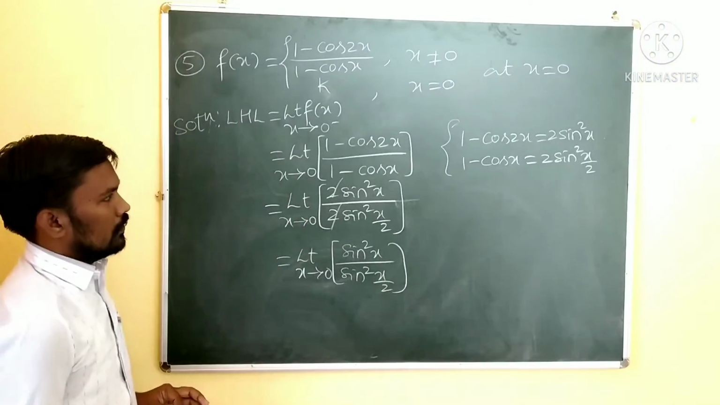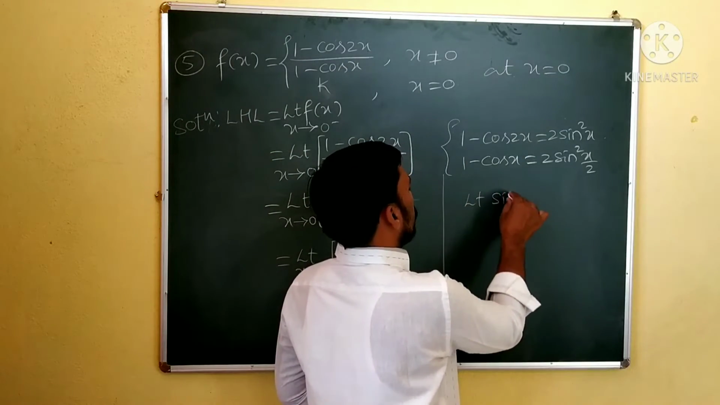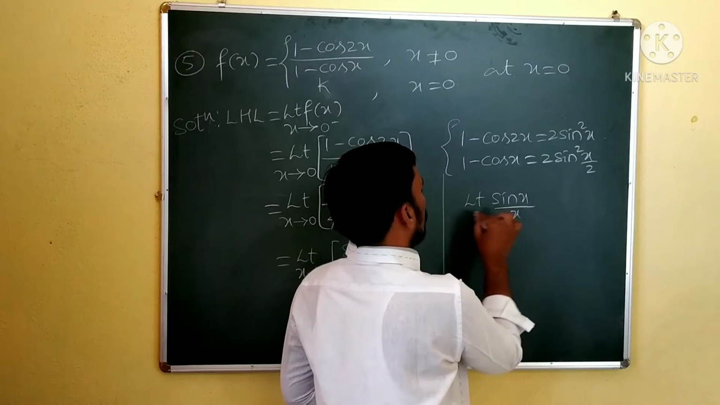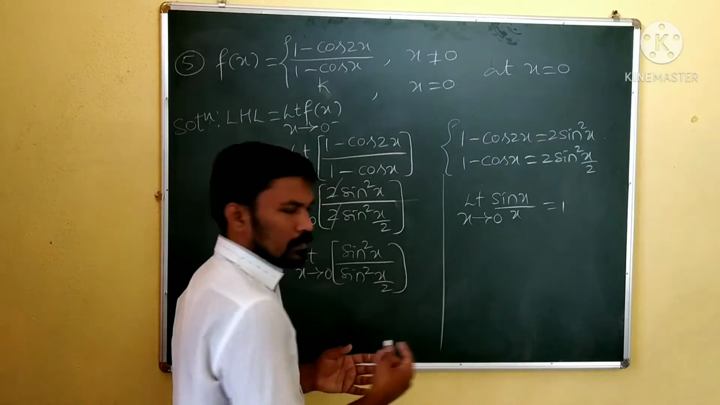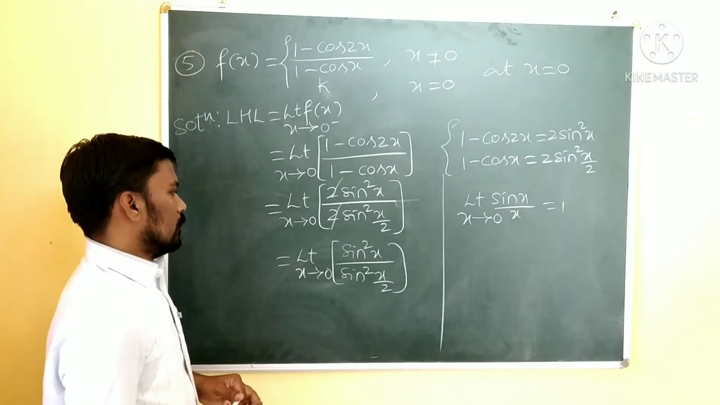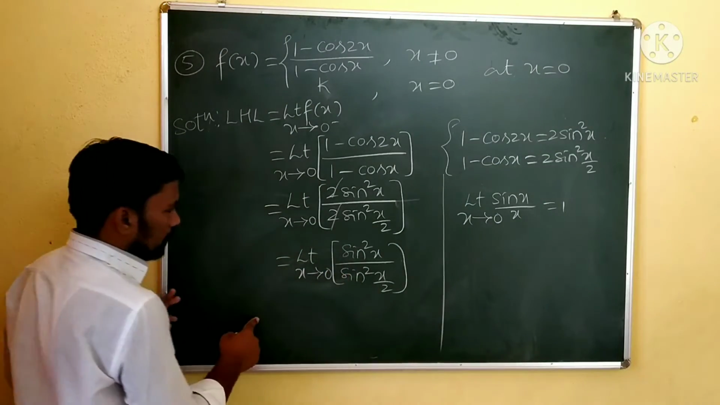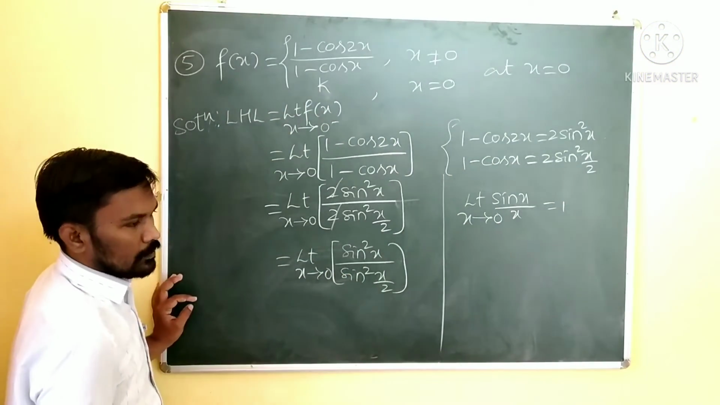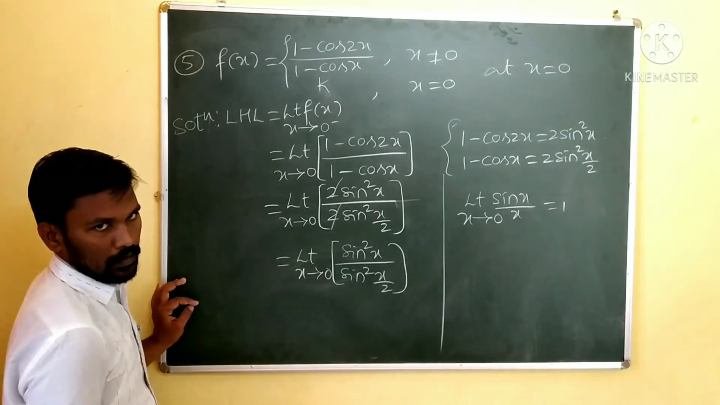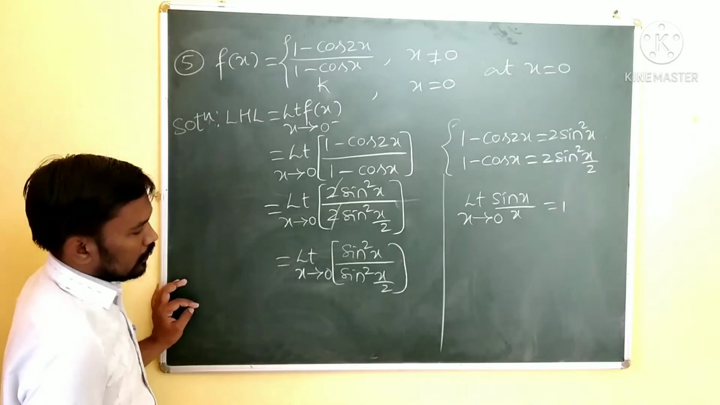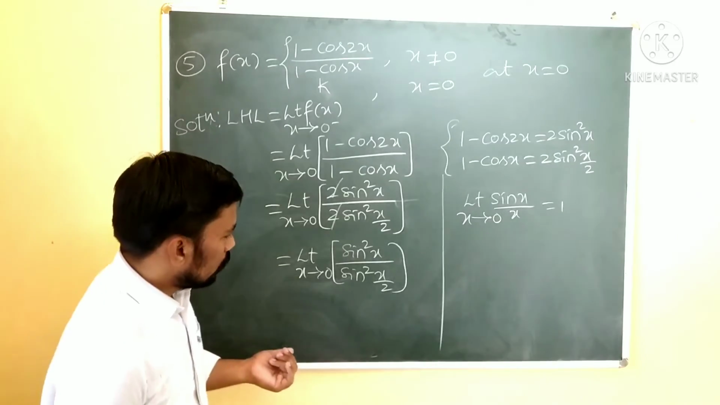Okay, and we know that limit of sin x by x as x tending to 0 is 1. Let us make use of this standard formula. Because of the square, let me multiply and divide by x square in the numerator, and in the denominator multiply and divide by x by 2 whole square.